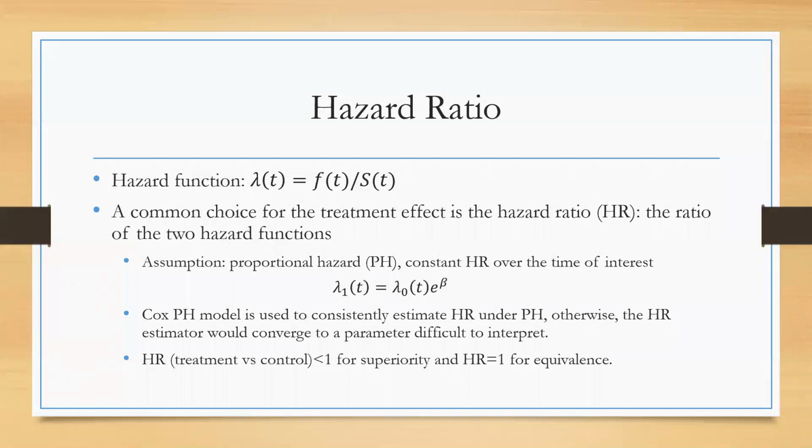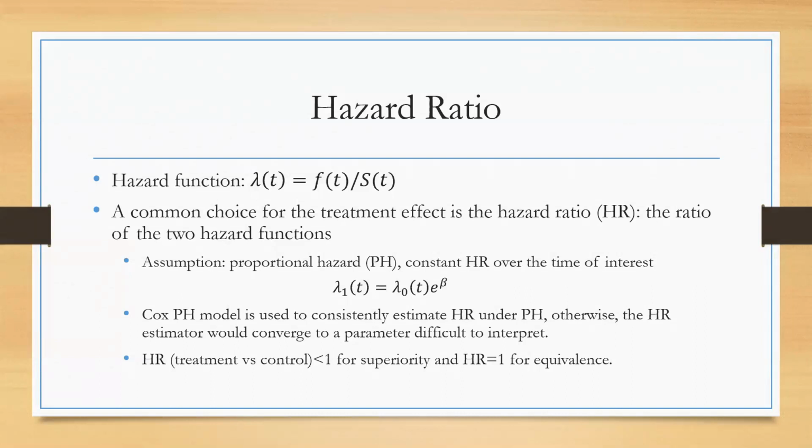The proportional hazards model, originally proposed by Professor Cox, assumes the two hazard functions are proportional to each other. For example, the hazard function in the treated arm, lambda one of t, equals the hazard function in the control arm, lambda zero of t, times a constant, which is e raised to the power beta. That means, for example, if the treatment is effective, the hazard function in the treated arm is 20% lower than the hazard function in the control arm for every time point, or at least for every time point in the interval of interest. The Cox model was proposed for estimating this ratio.